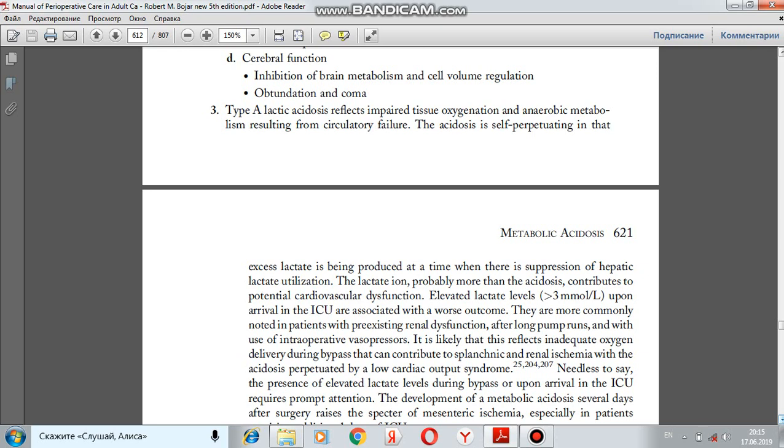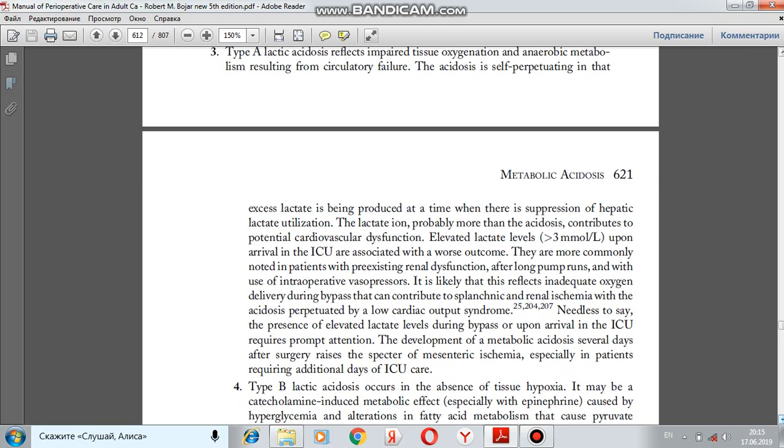3. Type A lactic acidosis reflects impaired tissue oxygenation and anaerobic metabolism resulting from circulatory failure. The acidosis is self-perpetuating in that excess lactate is being produced at a time when there is a suppression of hepatic lactate utilization. The lactate ion, probably more than the acidosis, contributes to potential cardiovascular dysfunction. Elevated lactate levels more than 3 millimole per liter upon arrival in the ICU are associated with a worse outcome.